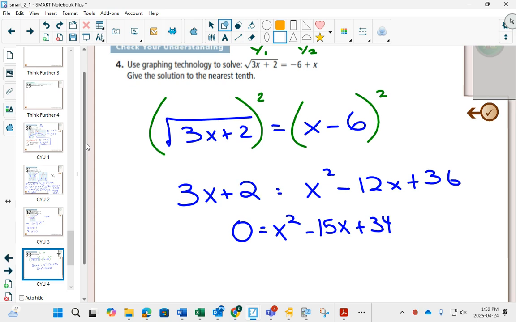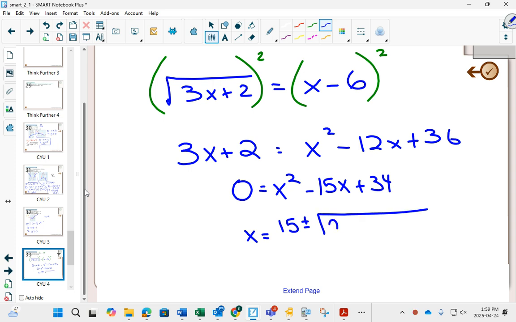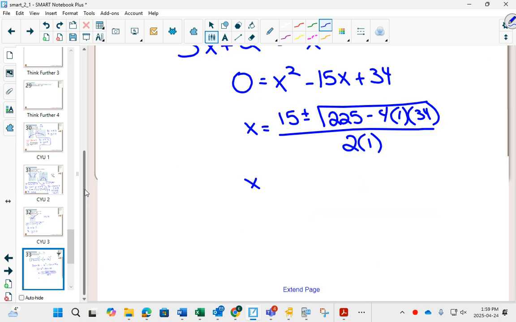It says to the nearest tenth. That classifies this math problem as a tragedy. It's not going to be factorable. If you can't factor, you have to use the quadratic formula. So we would have negative b, which would be 15, plus or minus the square root of b squared. Negative 15 squared is 225, minus 4 times a, which is 1, times c, which is 34, over 2 times a, which is 2 times 1. And this is our final answer.